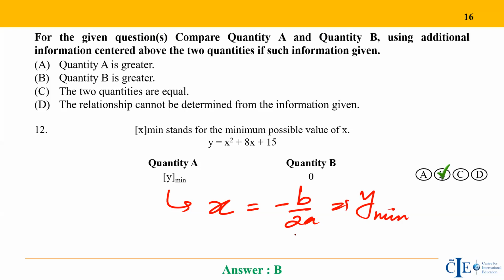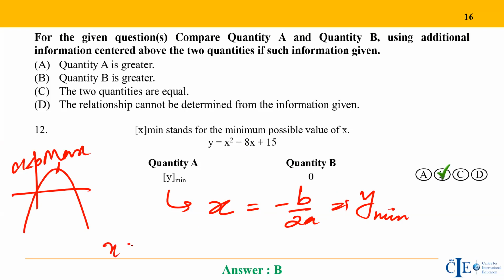For the cases when it is opening downwards, that means your parabola will have a shape like this. This point will always be a point of maximum, which happens for a negative value of a, when the coefficient of x square is negative, right? It's just the reverse. So this is the point at which you get the y minimum. You just take this value of x, substitute in the equation, and you get the minimum.